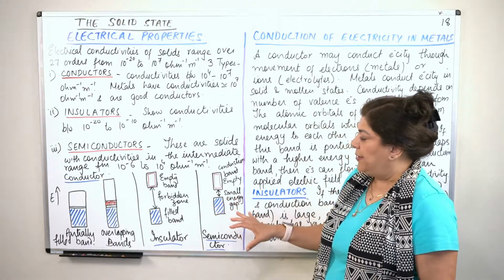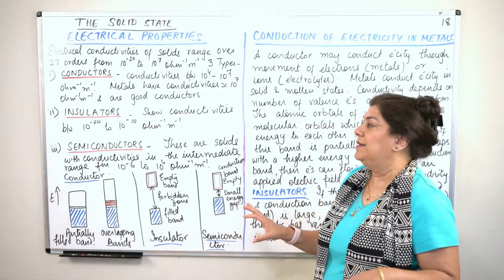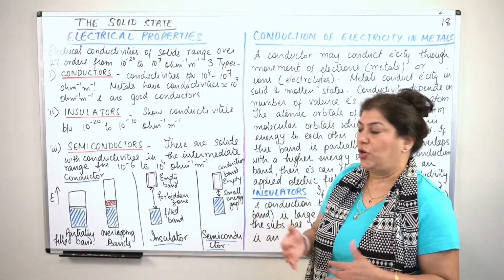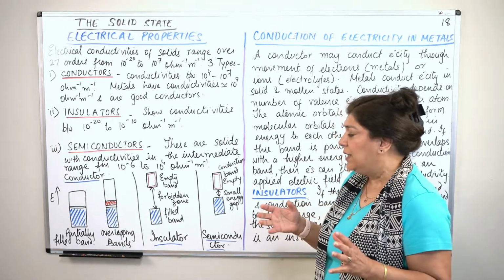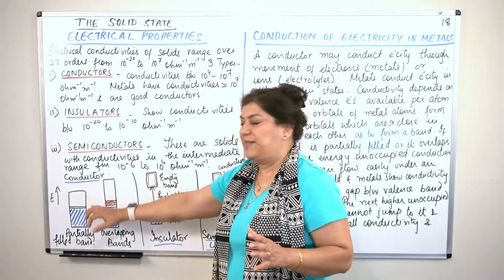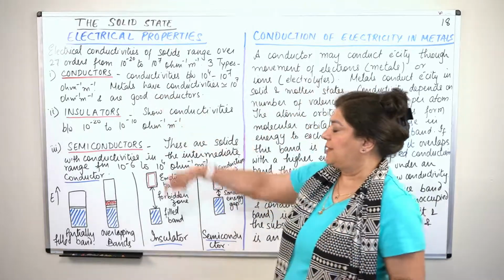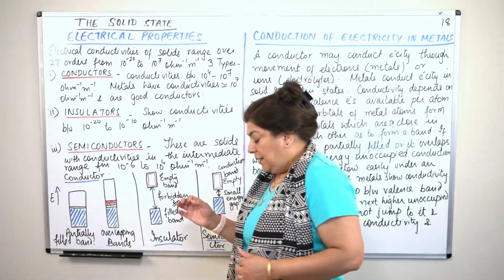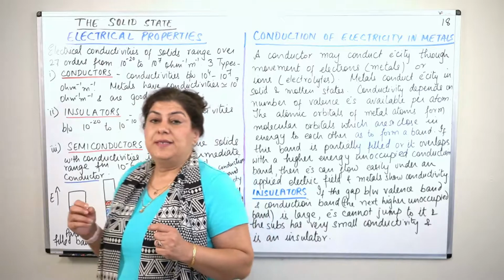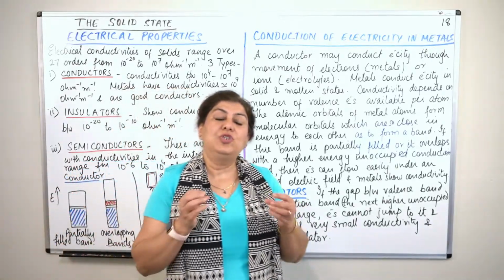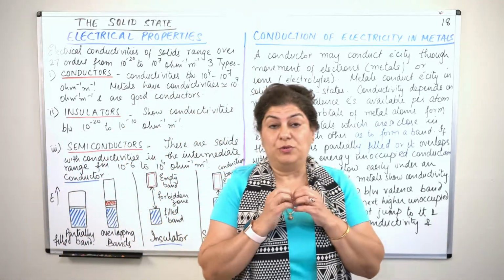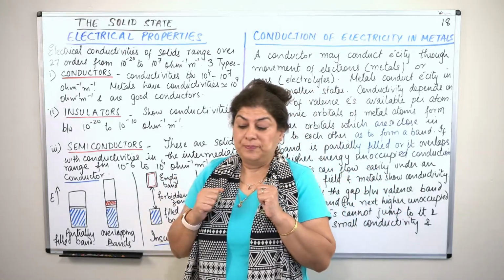Now this is a diagram that explains the conductivity in the case of solids. If you take conductors, for example metals that are very good conductors, as I told you, in the case of metals, there is a special bond that holds the metal atoms together. You've studied about metallic bonding.